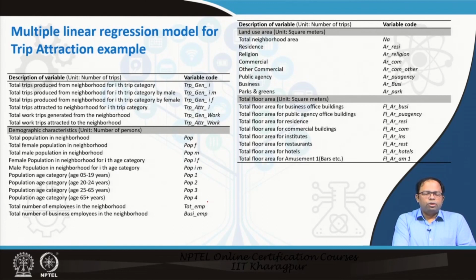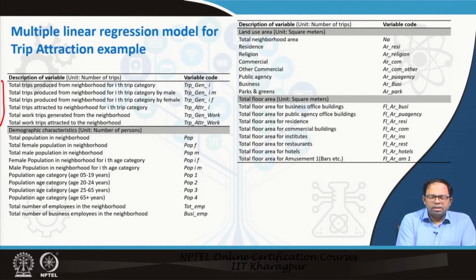So, next we show you an example of a multiple linear regression model. This is for a trip attraction model, and here we see the different variables that have been considered. On this side we see total trips produced from a neighborhood for the ith trip category. All the product variables are given.